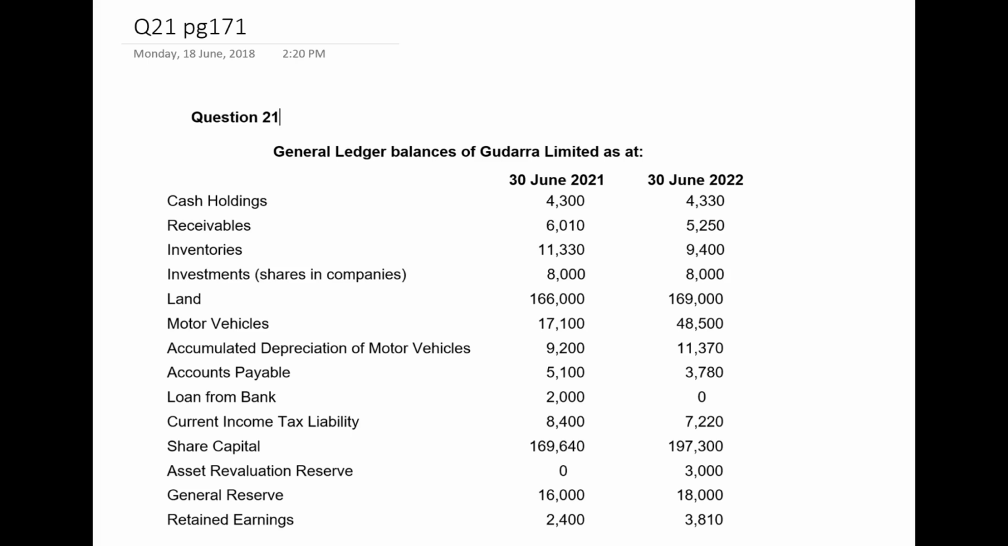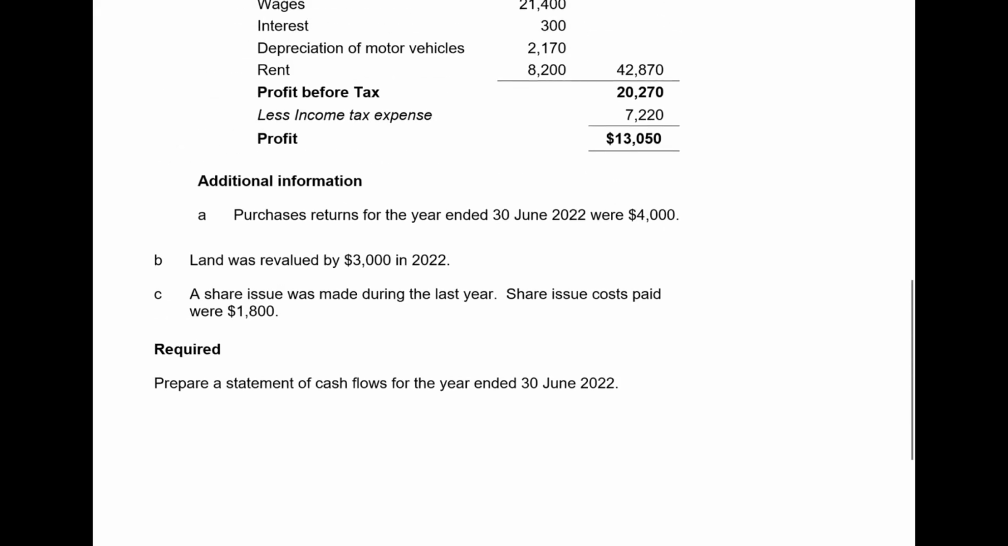Today I'm going to discuss question 21 on how to prepare a statement of cash flow. This question 21 is at page 171, so you can flip to page 171 to look at this question. In this question they ask us to prepare a statement of cash flow. So basically they ask you to prepare the whole statement.